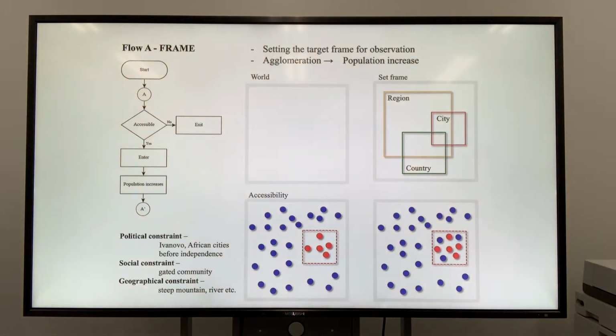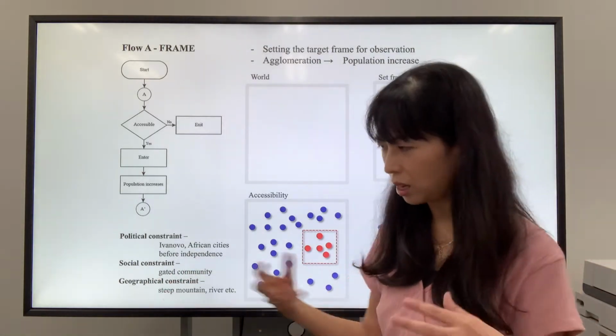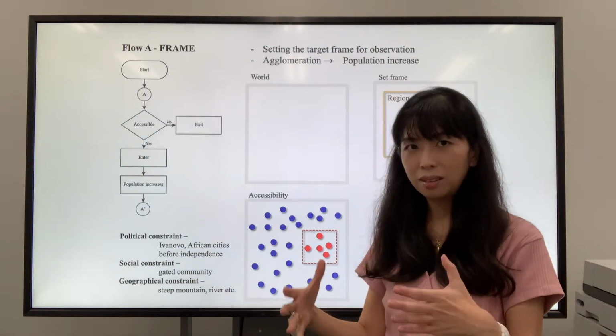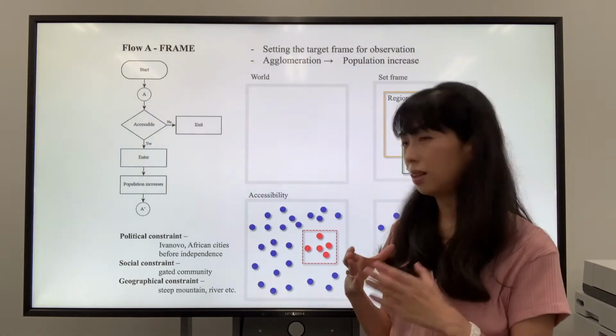So it could be a political constraint. For example, Ivanovo is such a case. They had a struggle, and then people wanted to go to other places, but they were stuck in their location because of this political issue or political constraint that they had.